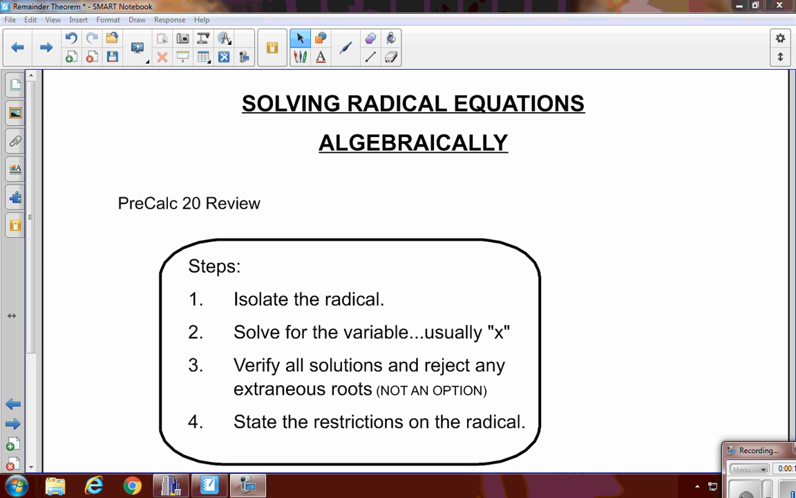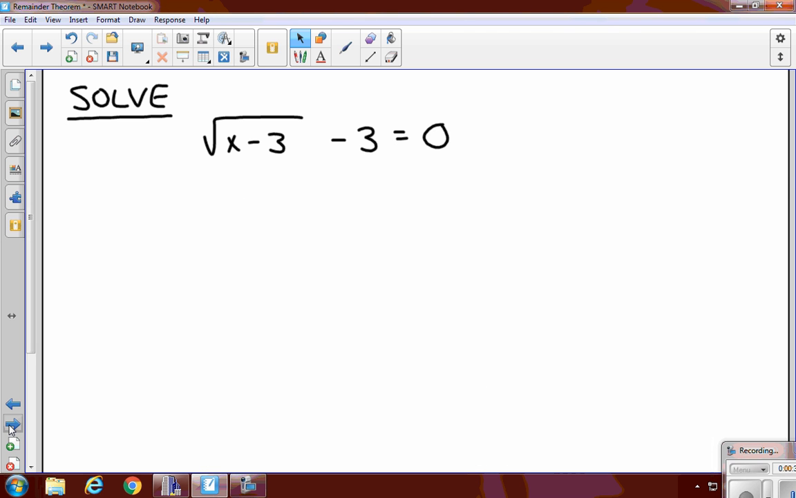First thing you have to do is isolate the radical. Then you start solving using algebra to find the variable, which is usually x in our questions. We have to verify all solutions and reject any extraneous roots or extraneous solutions, and this is not an option when we're doing radicals. And then we state the restrictions on the radical at the end. So we're going to look at 3 examples, and this should be a review of what we knew.